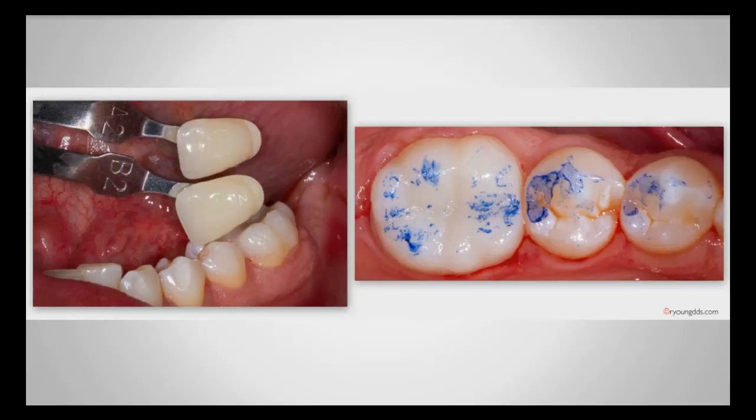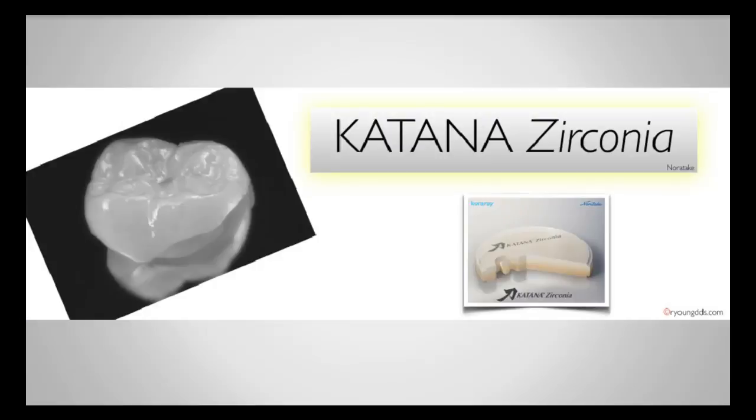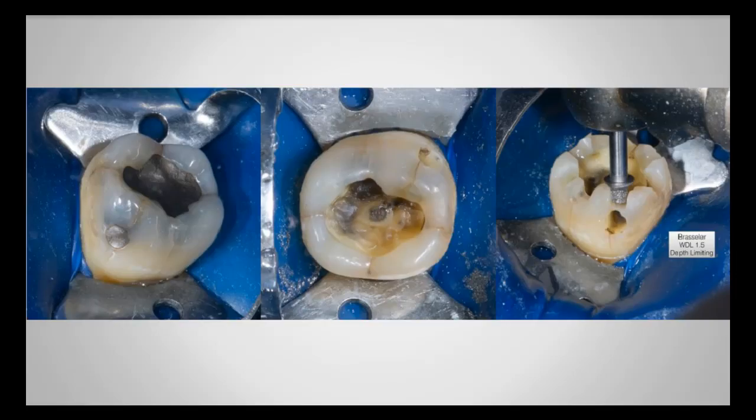Now, we're going to cement this, and how are we going to do that? Let's take one more look at one restoration. Again, we're going to take the amalgam out. We're going to assess. We're going to reduce. And that's the Brasseler 1.5 depth limiting burr. We're evaluating, removing all decay here.